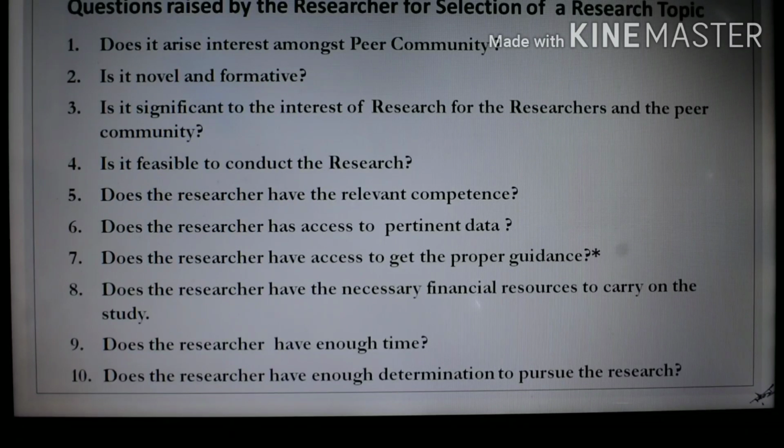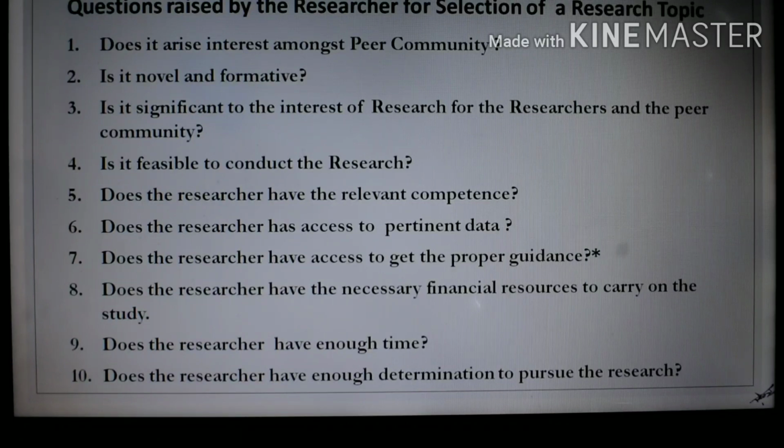The following are the questions. The researcher, for selecting a research topic, has to think about these questions. So I will just read them. Does it arise interest amongst the peer community? Is it novel and formative? Is it significant to the interests of research for the researchers and the peer community?